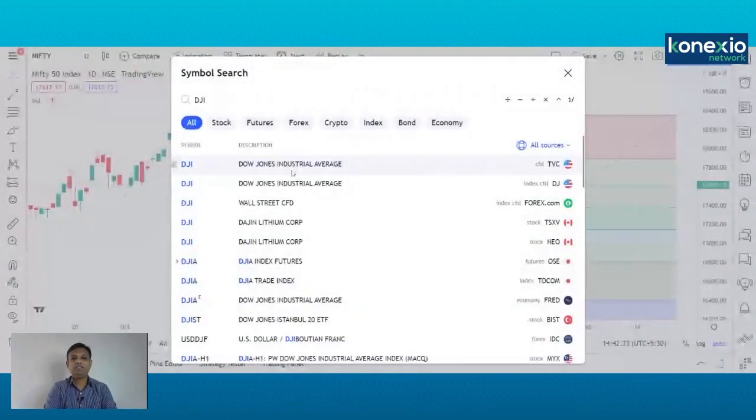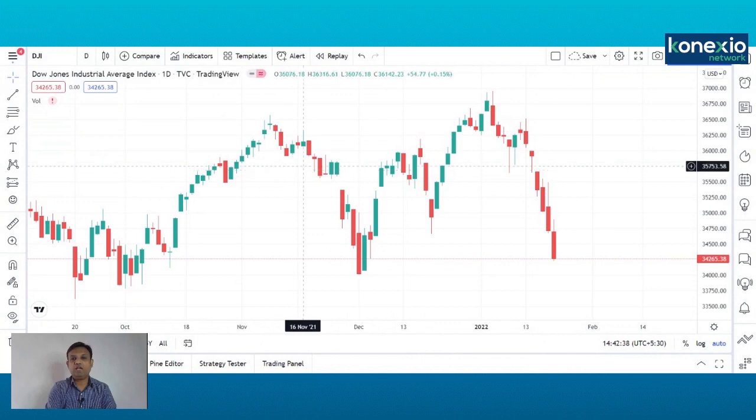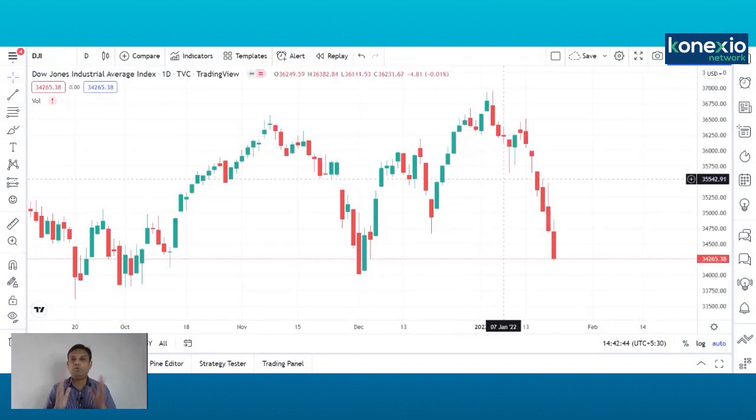Now I just wanted to share one more chart, which is the Dow Jones Industrial chart. The Dow Jones has also corrected over the last 6 trading sessions. So the global markets are also in deep oversold territory. On Monday we have the FOMC meeting, the Fed meeting, so we might see some clarification regarding what they are going to do because of the inflationary pressure.